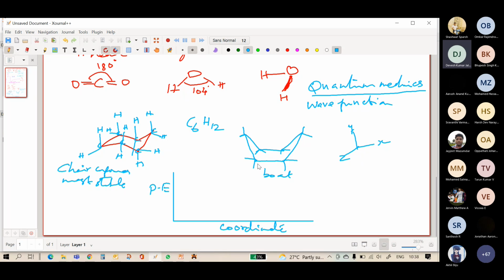If you draw so for C6H12, how many electrons will be there? You know that carbon has 4 valence electrons, hydrogen has 1. So 24 electrons on carbon, 12 electrons on hydrogen. So that's 36 electrons, so 36 wave functions. You have to combine them in various permutations and combinations, and look at their interaction with each other as they are sharing the electrons with different bond lengths and different bond angles.